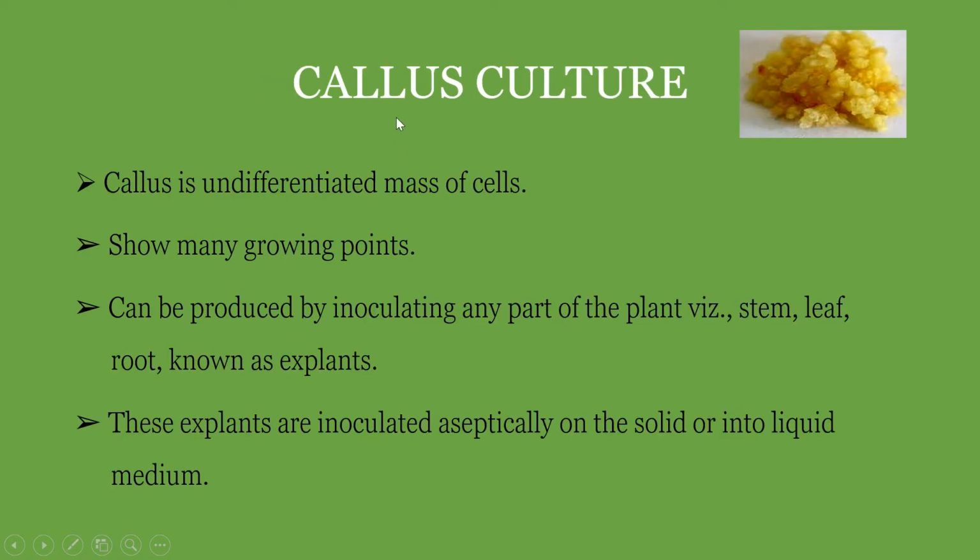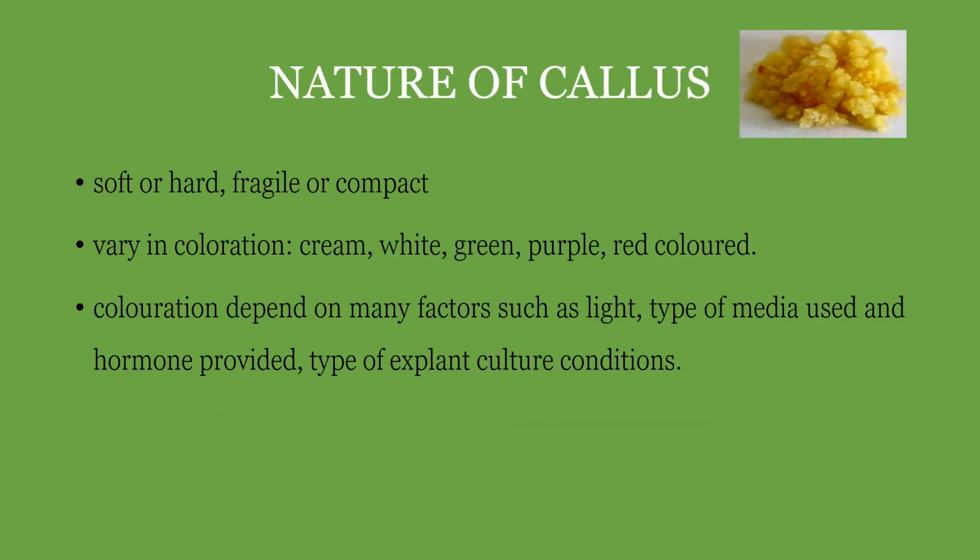So let us see what is callus culture. Callus is an undifferentiated mass of cells. You can see in the picture. It shows many growing points. It can be produced by inoculating any part of the plant, stem, leaf, root, which are known as explants. These explants are inoculated aseptically on solid or into liquid medium.